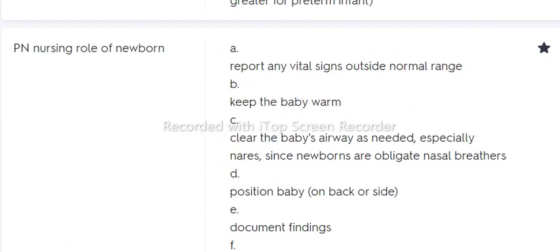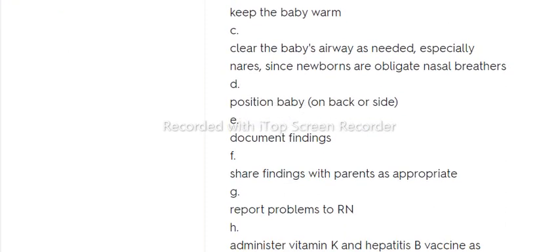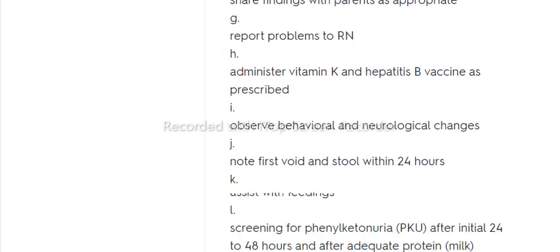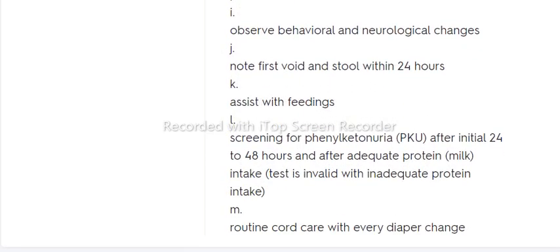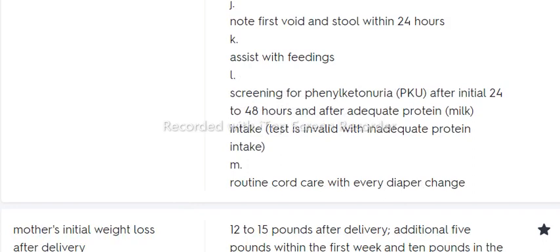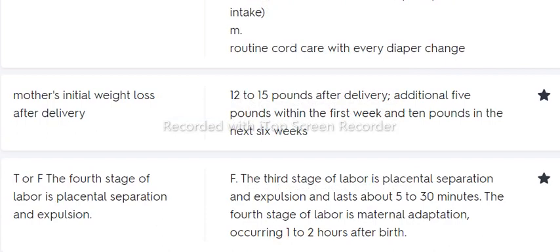Nursing role of newborn. Mother's initial weight loss after delivery: 12 to 15 pounds after delivery, an additional 5 pounds within the first week, and 10 pounds in the next 6 weeks.